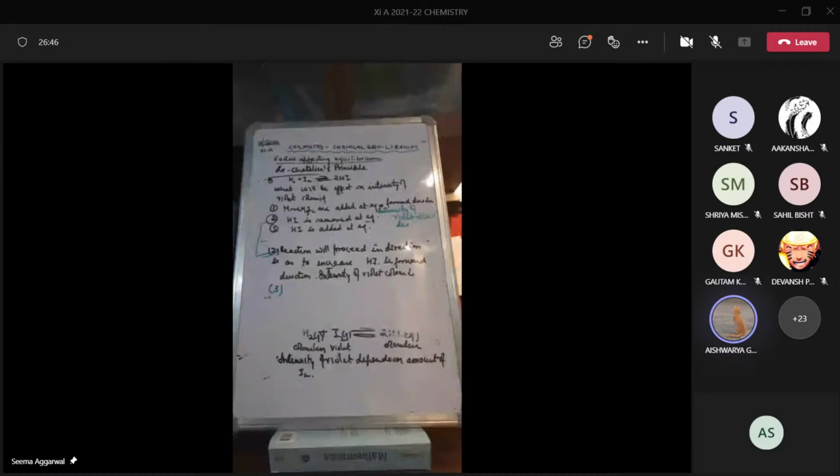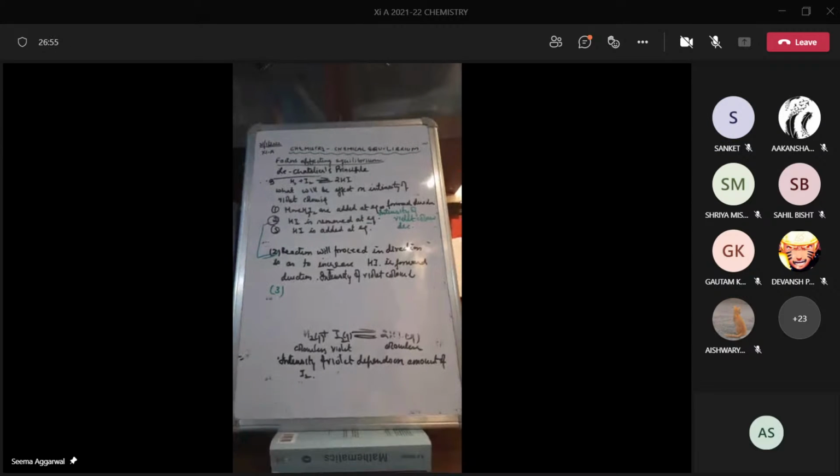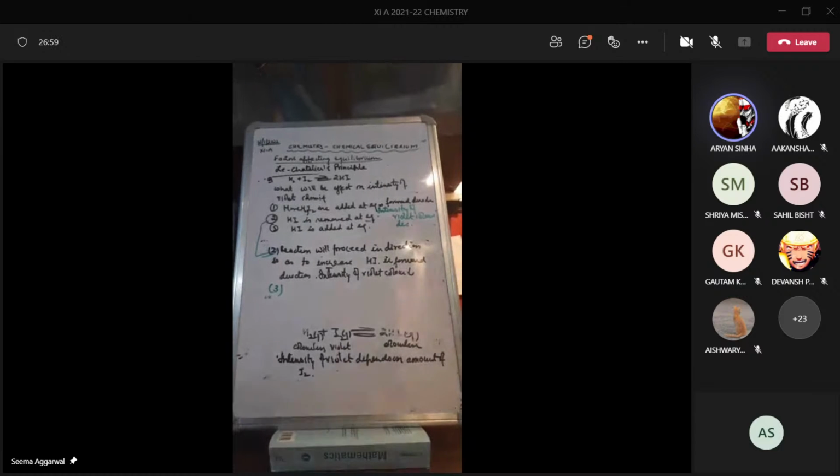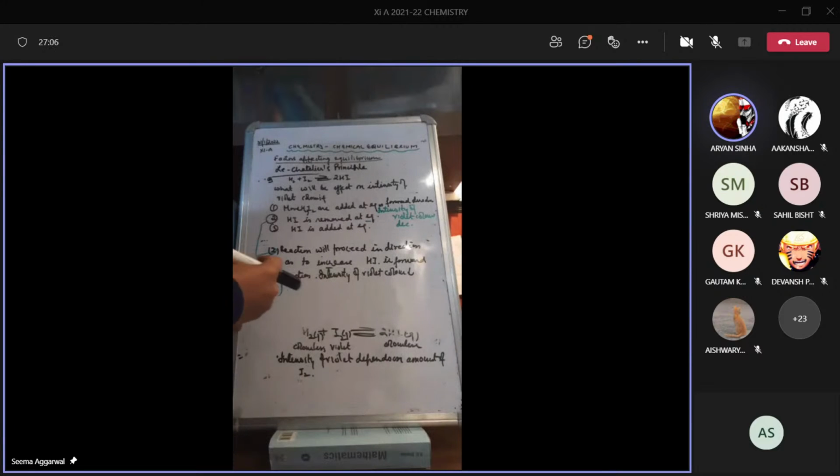Ma'am, it will go in the backward direction, and as such the intensity of violet of I2 will be decreased. Yes, very good, Aryan. Okay.